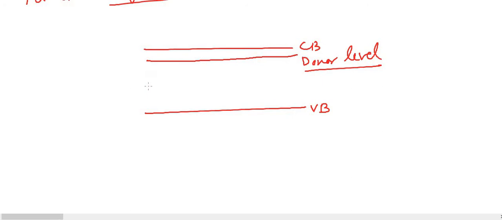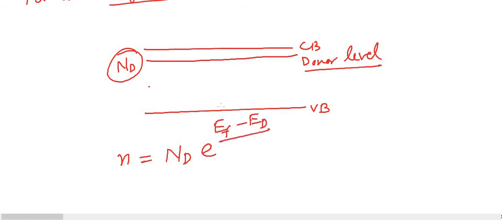And EF will be, what happened with the EF? Let's calculate. We know that the concentration of carriers at the donor level will be ND. Then we can write n equal to ND times e to the power (EF minus ED) by KT, where ED means energy at the donor level. This is EC and this is EV. If all the donor states are filled, then we write n equal to basically ND.